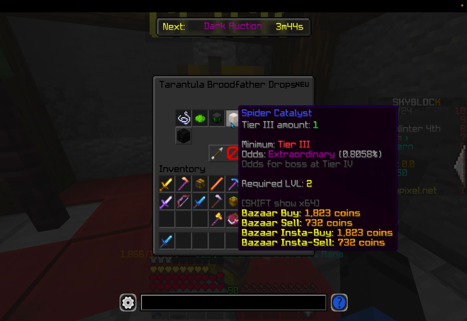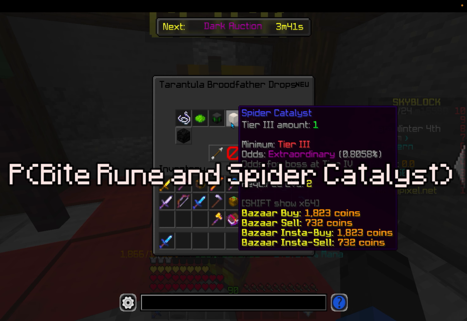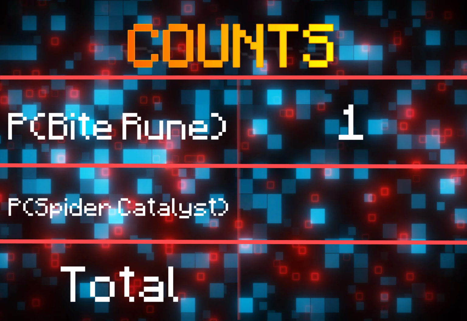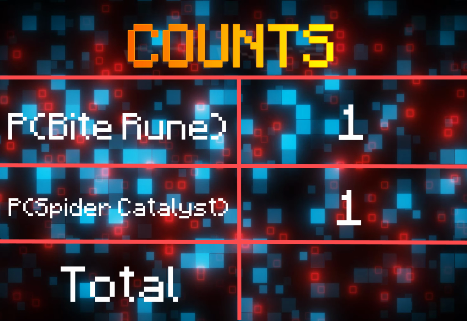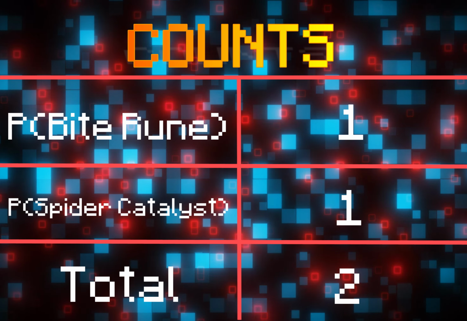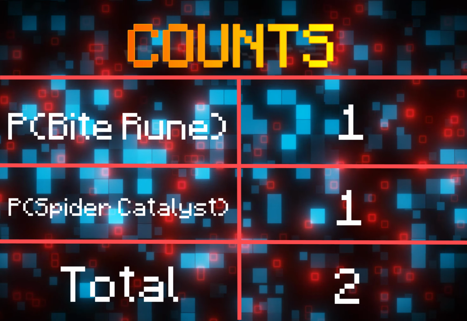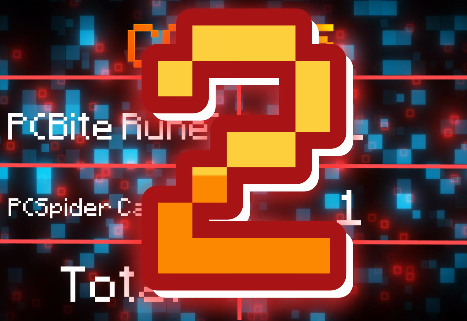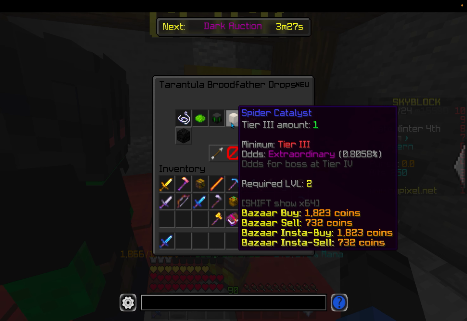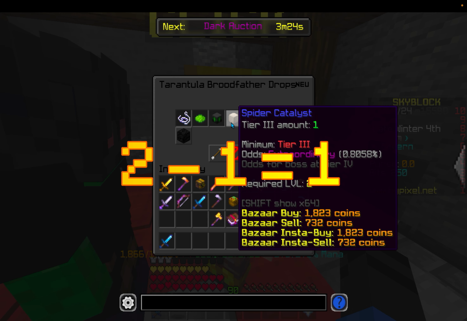Why? Well, let's consider if we were to get both from killing the monster. This would be counted in our probability of getting a bite rune, 2.67%, and a spider catalyst, 2.06%, since we dropped both. But this means that we would have counted the probability twice, but we only want to count it once. So therefore, if we counted it twice, we can subtract it once to count it once.